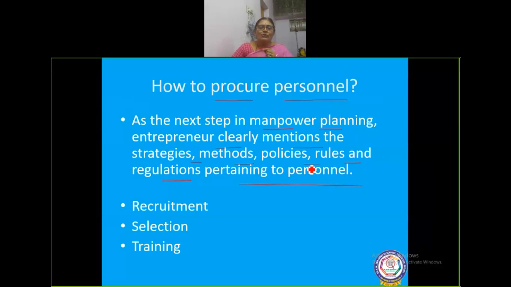How are you going to recruit the people? Obviously, you might be advertising, or going through agencies, or walk-in interviews, or maybe advertising through the media. Then what is the selection process? If a person is selected, consider their age group and what skills they will require. So all that, the method of how you are going to select them.